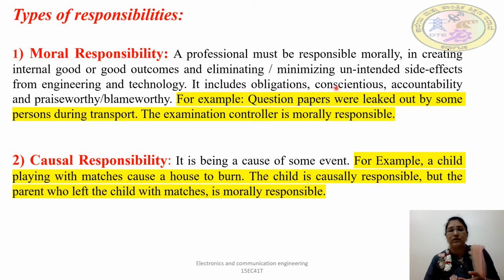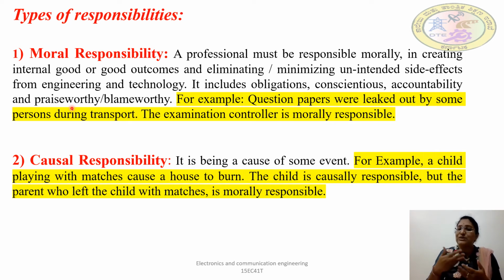Next, praiseworthy. When a project work is assigned to you, suppose the project fails, in that case you may be blamed for that. So that is taken as blameworthy. You should accept it because it failed for certain reasons, but you are responsible for that. Praiseworthy means, suppose you are getting good results from the project, in that case everyone will praise you.